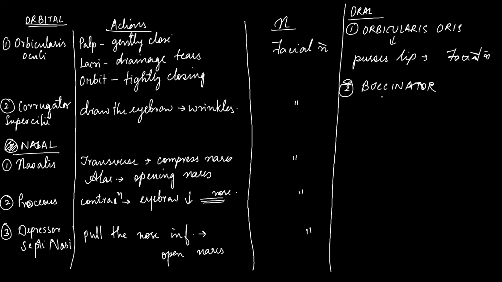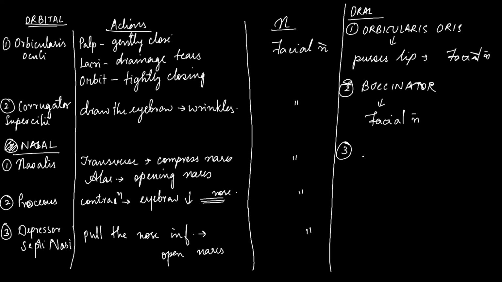Buccinator. Now, buccinator, I will not write the action over here. Please listen to me. Buccinator helps to pull the cheek inwards against the teeth, like doing a whistle. So buccinator pulls the cheek inwards against the teeth, and the innervation is by the facial nerve.